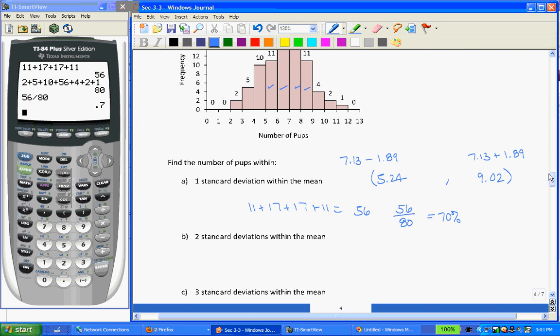Let's see what happens with 2 standard deviations within the mean. So I'll take the mean and subtract off twice the standard deviation. And I'll also take the mean and add on twice the standard deviation.